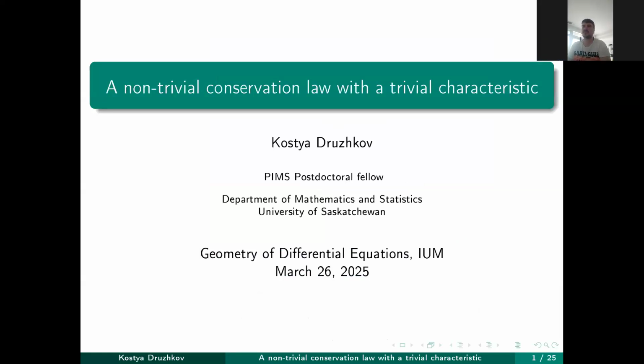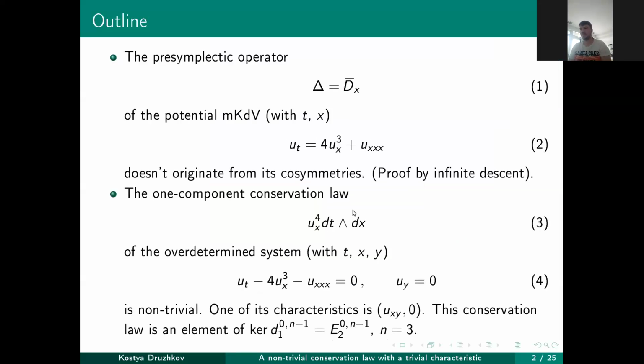And today I'd like to tell about a non-trivial conservation law with a trivial characteristic. Let me briefly discuss the context of my talk. First of all, I'll show that the prosymplectic operator given by this total derivative with respect to x of the potential modified GDEq equation, given by formula 2, doesn't originate from its cosymmetries.